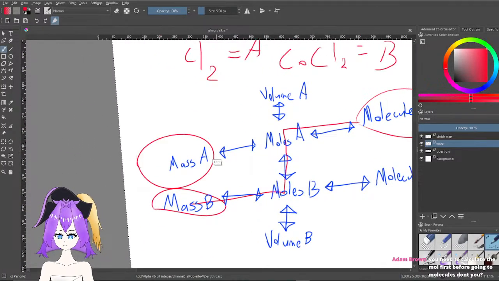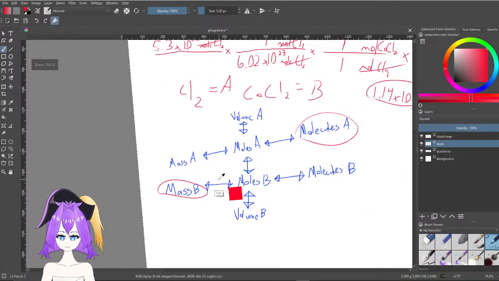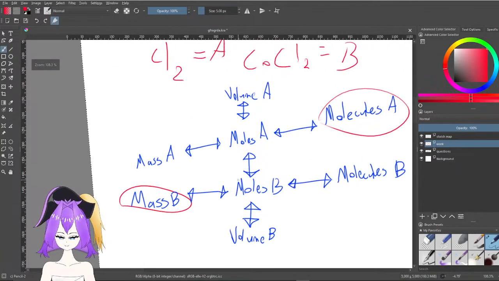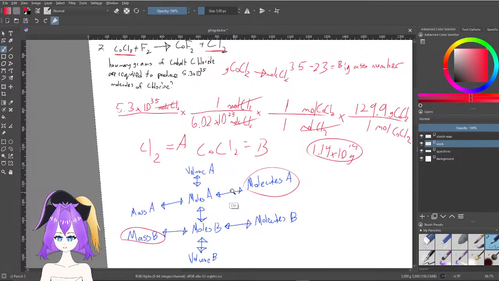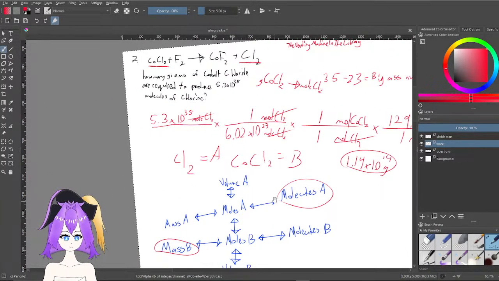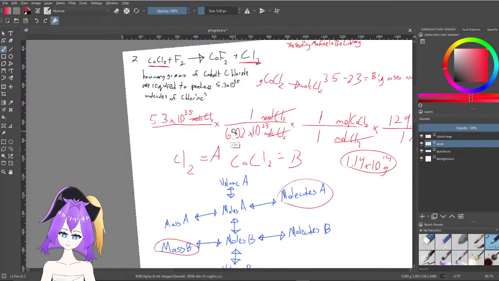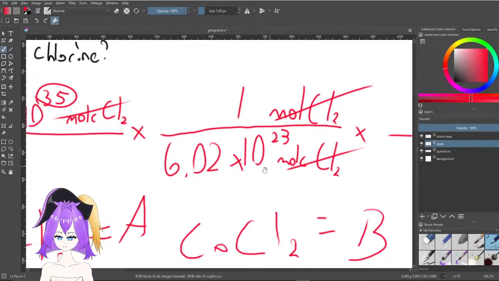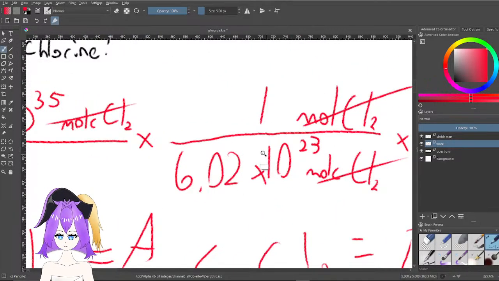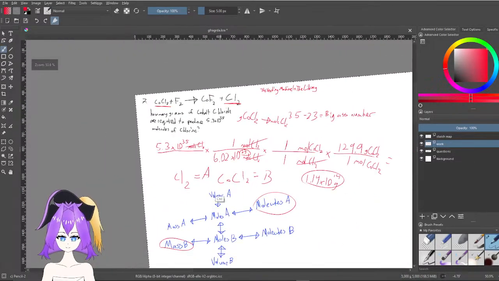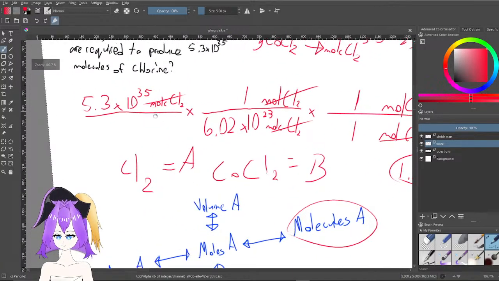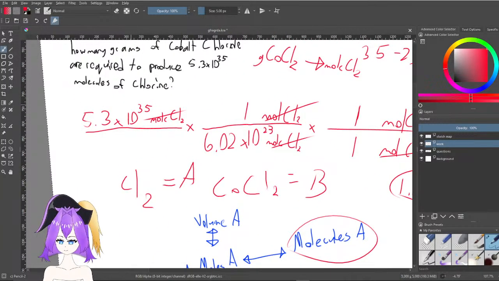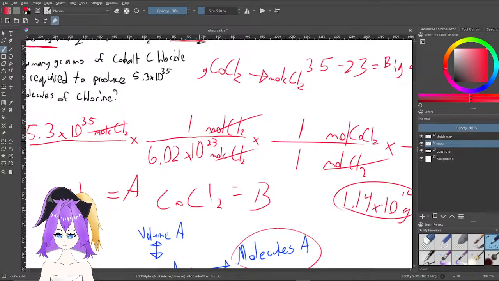Molecules to moles to moles to mass. So we don't ever end up needing to go to the mass of chlorine. I don't generally need this map. I'm just doing it to make sure I line things up properly. The problem here lies in that there are 10 to the 35th molecules of chlorine, and there's 10 to the 23rd in a mole. So if I set it up the way I did, going from molecules of chlorine to moles of chlorine.